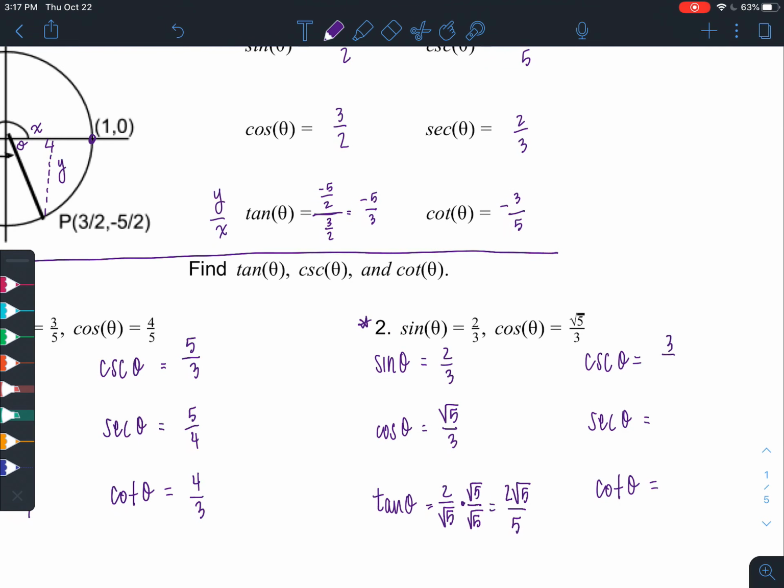Cosecant is 3 over 2. Secant is 3 over radical 5. Again, we don't like radicals in the denominator, so we multiply by radical 5 over radical 5 and get 3 radical 5 over 5.